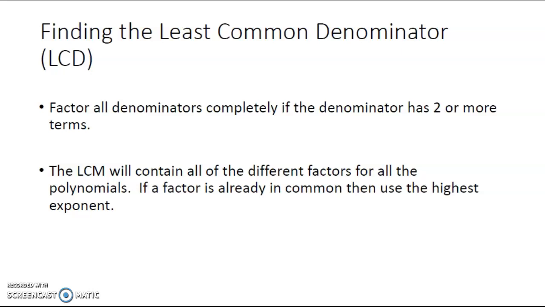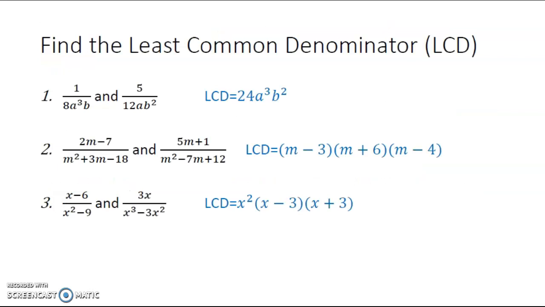So when we want to find the least common denominator, or LCD, we want to factor all of the denominators completely if the denominator is a polynomial with 2 or more terms. The least common multiple, or least common denominator, will contain all of the different factors for all of the polynomials. If a factor is already in common, then we use the highest exponent. So here are just 3 examples of finding the least common denominator.